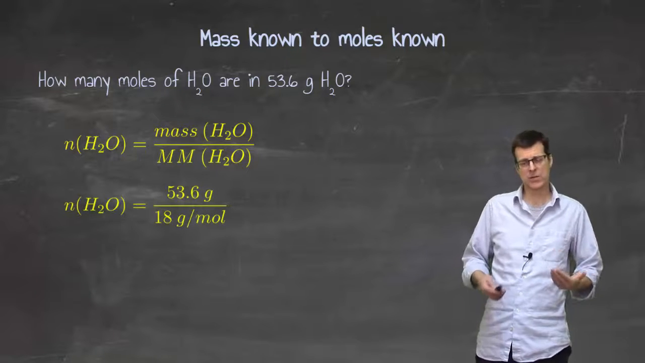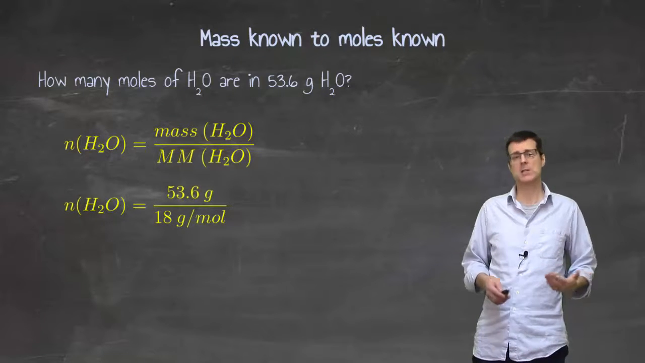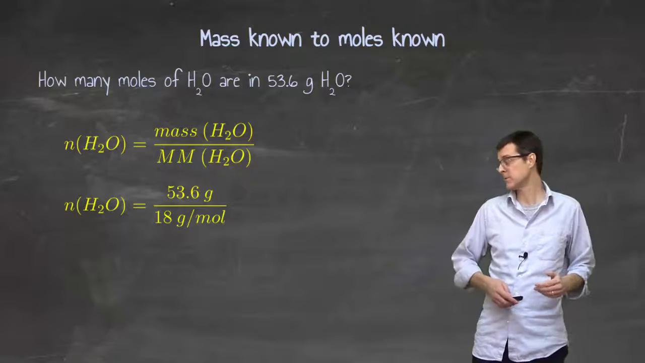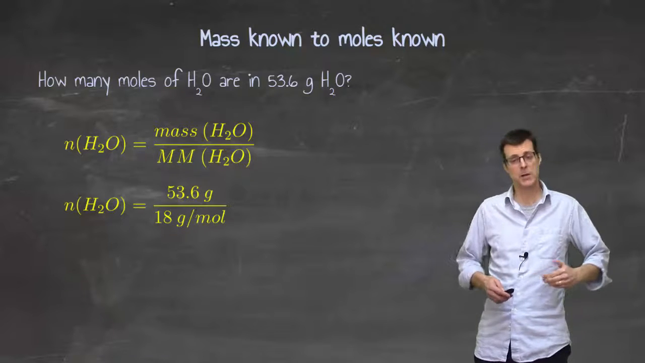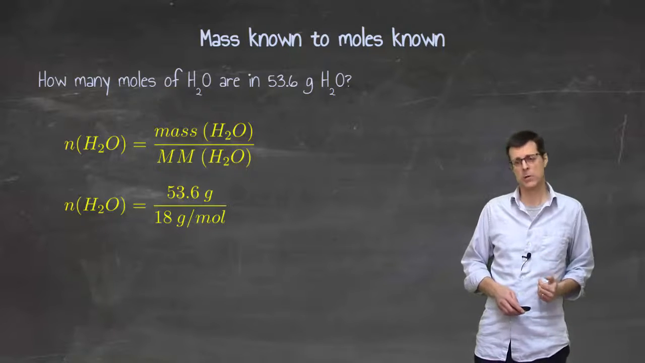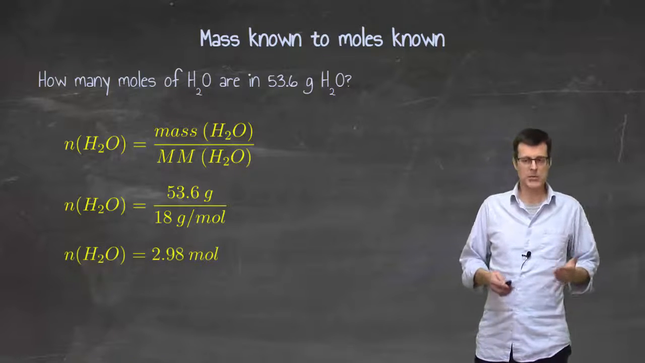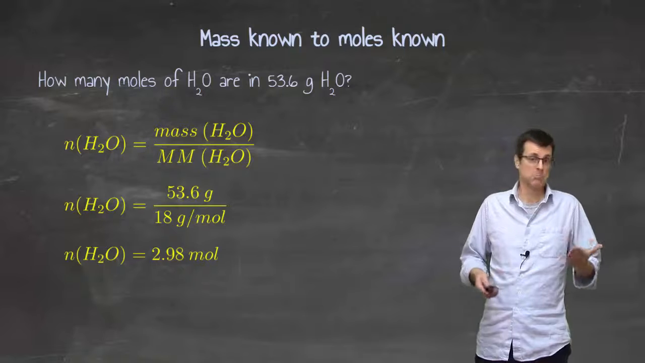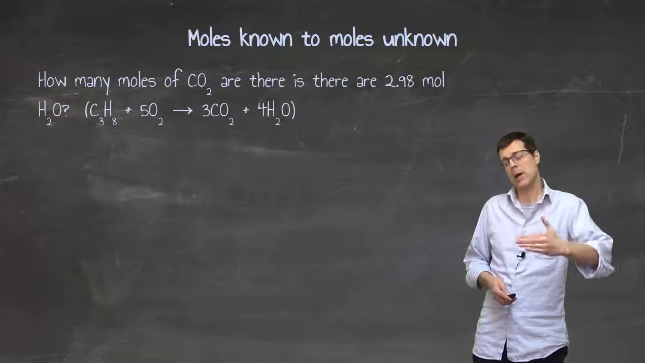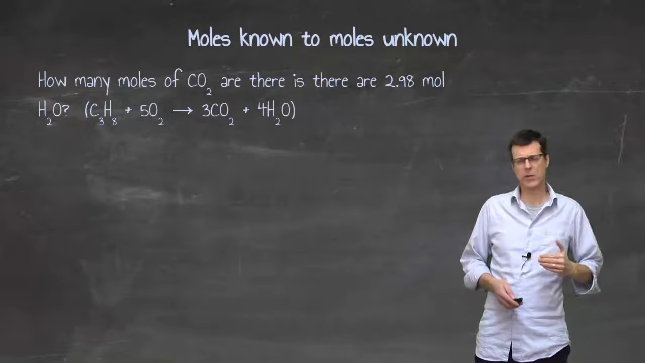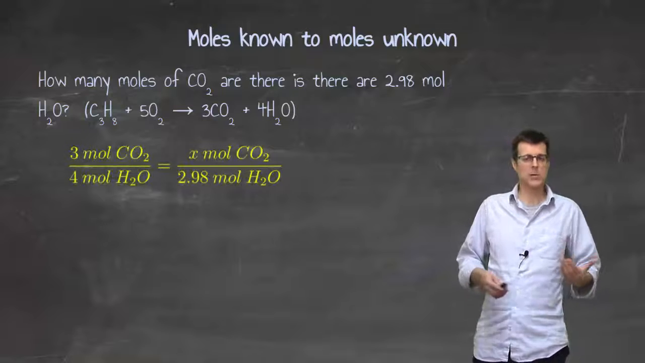Mass given was 53.6 grams. Molar mass of water, figure it out if you don't trust me, but work it out on your own, but 18 grams per mole. That gives me 2.98 moles of water. Okay, great. If I have 2.98 moles of water, how many moles of carbon dioxide would I have?